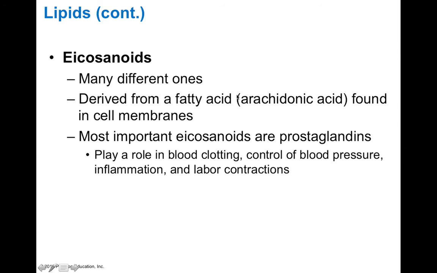Now, the eicosanoids are the 4th major class of lipids, and there's many different ones. They're derived from fatty acids, particularly arachidonic acid, and this is found in cell membranes. The most important eicosanoids are the prostaglandins. These play a role in things like blood clotting, blood pressure, inflammation, and even labor contractions. And so when you think of the prostaglandins and eicosanoids, these are actually types of signaling molecules that are important in these types of mechanisms in our body. So blood clotting, blood pressure, inflammation, and even labor contraction.